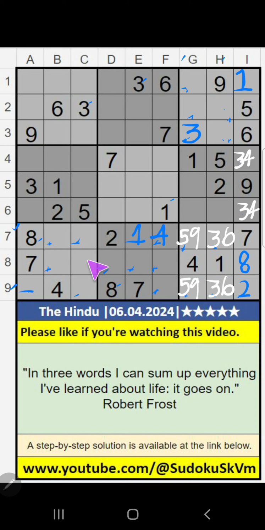In column B and column C we have 2, so 2 can't come in these cells. Then 2 will come in one of these cells. We will confirm later. In column H we have 2, so 2 can't come in these cells. 2 will come in one of these cells. We will confirm later.